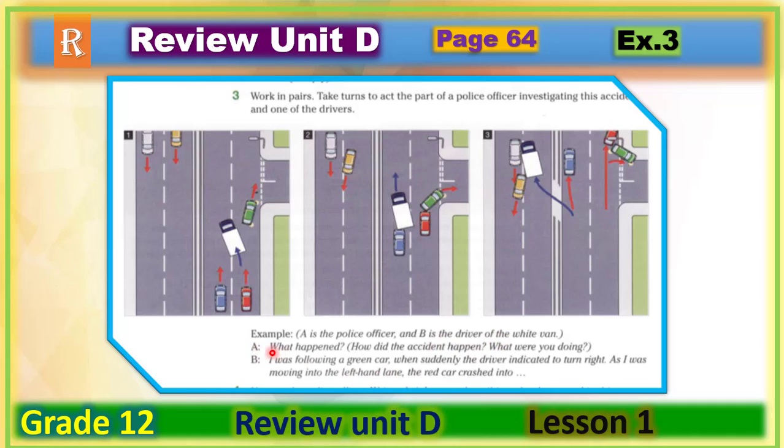Okay? Let's have a look at sentence number 1. What happened? How did the accident happen? What were you doing? The driver will say, I was following a green car, when suddenly the driver indicated to turn right. As I was moving into the left-hand lane, the red car crashed into me.